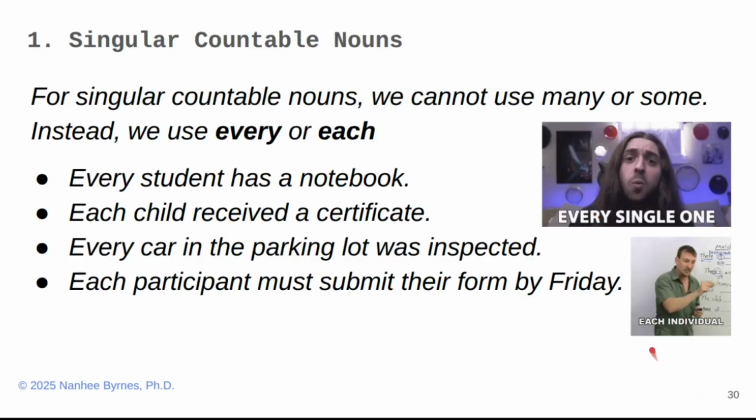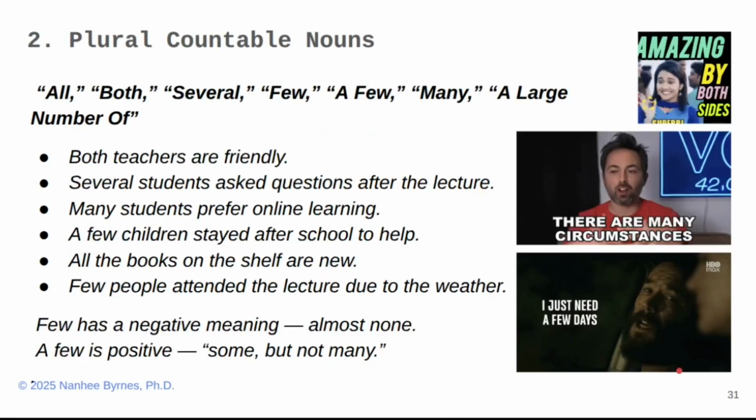Both each and every describe singular nouns, but with a nuance. Each emphasizes individuals one by one, while every sees them collectively as part of the whole group. 2. Plural countable nouns. All, both, several, few, a few, many, a large number of.